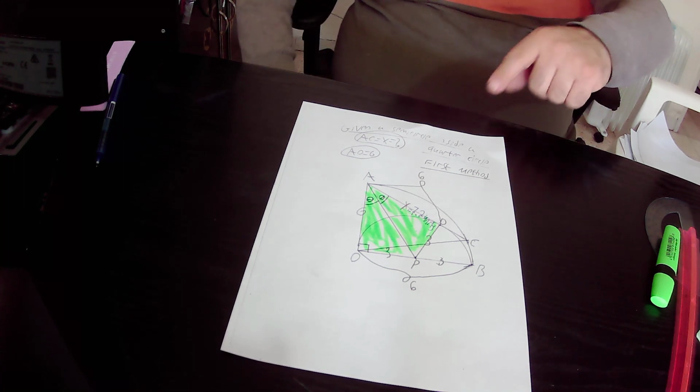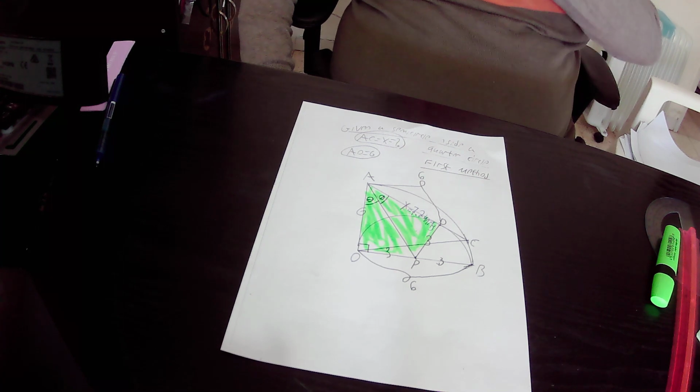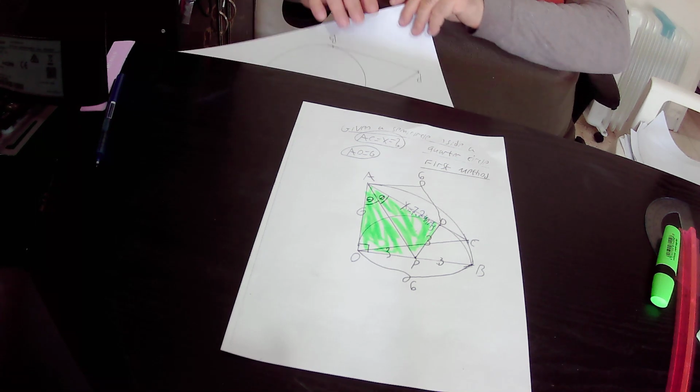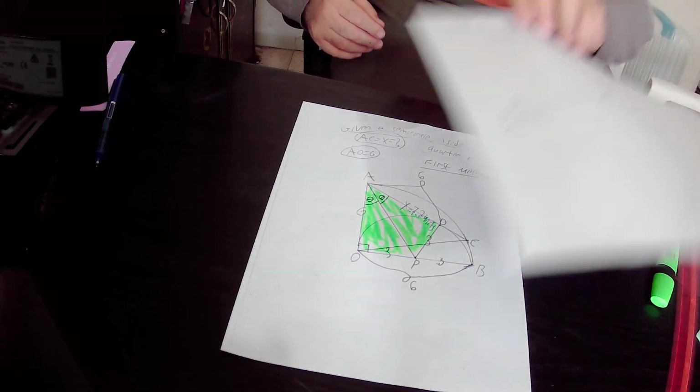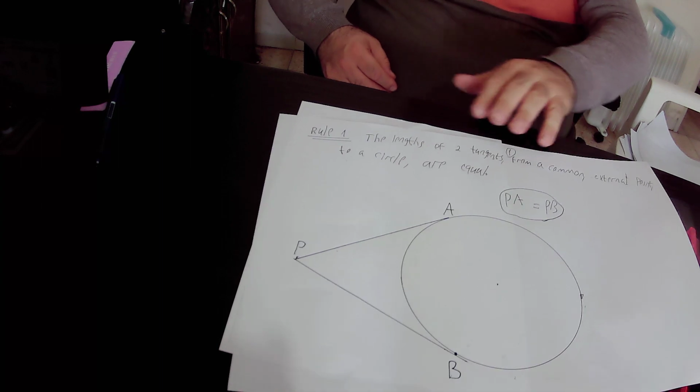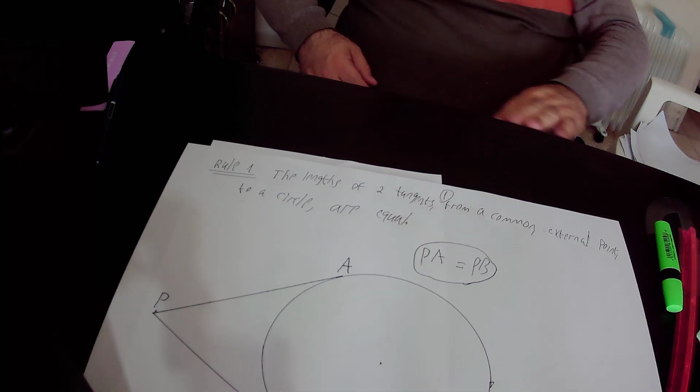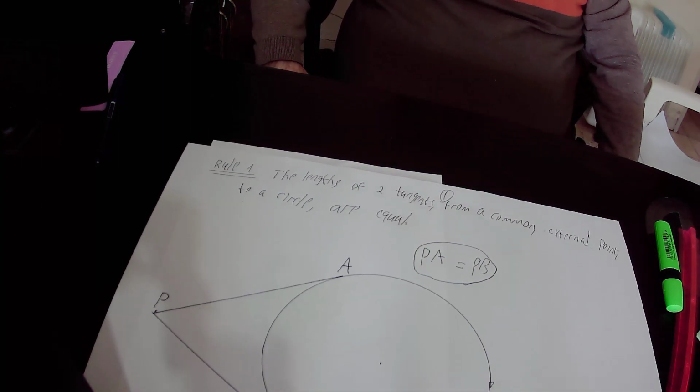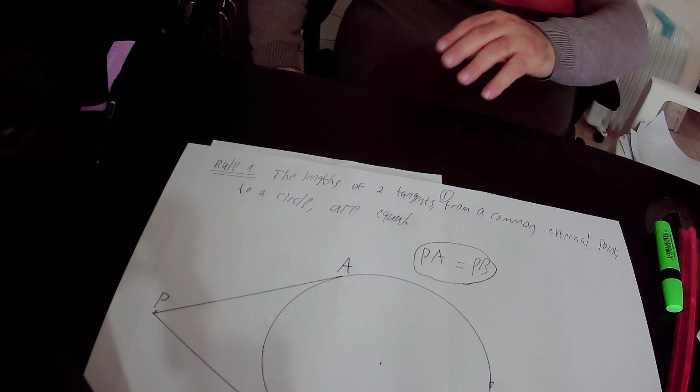Okay, then we join points A and B together by a straight line, and then I presented to you a new rule, rule number 1. According to rule number 1, the lengths of 2 tangents from a common external point to a circle are equal.